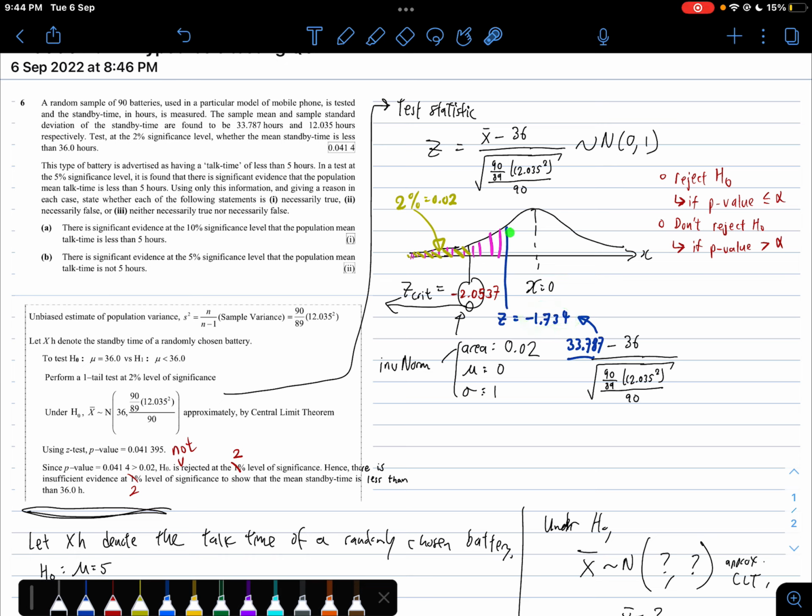So what we realize is that this is outside of the critical rejection region. This arrow here, it's outside, right? So that just means that we have to not reject H naught.